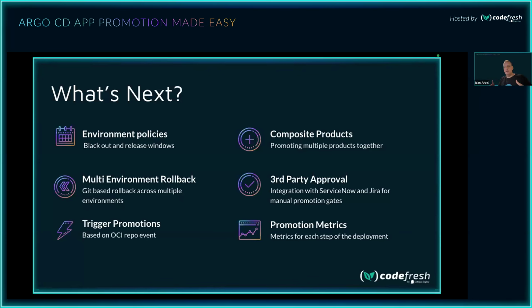Another one which we kind of talked about before is composite products. So how do I deploy three products together and create a relationship between them? Because they should always be promoted together. So that's also coming. Third-party approvals with ServiceNow and Jira. As part of the validations, we currently demoed a PR flow for approvals, but you might also want to open change requests in ServiceNow or base it on workflow state in Jira. So built-in integrations to those change management tools is coming. And promotion metrics.